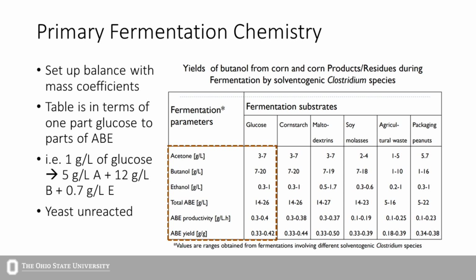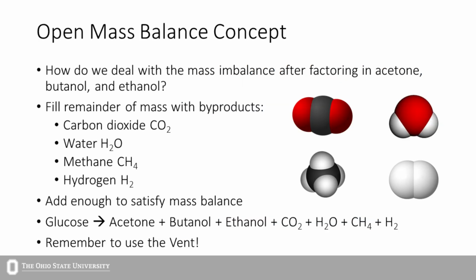For instance, you could pick 1 gram per liter of glucose yields 5 gram per liter of acetone plus 12 grams per liter of butanol plus 0.7 grams per liter of ethanol. The coefficients are up to you as long as you pick numbers within those ranges. The total yield should be anywhere from about 0.33 to 0.42 grams of ABE per gram of glucose. The yeast will remain unreacted as we are using it as a means of fermentation rather than an actual reagent.